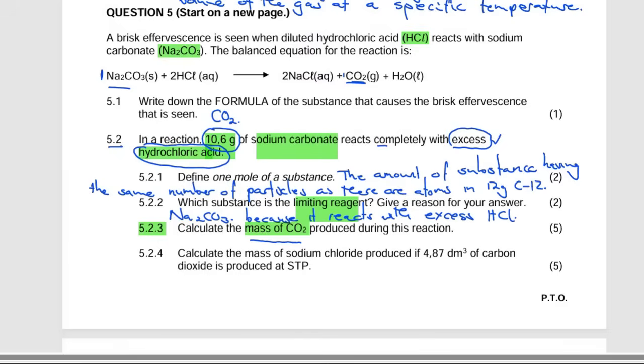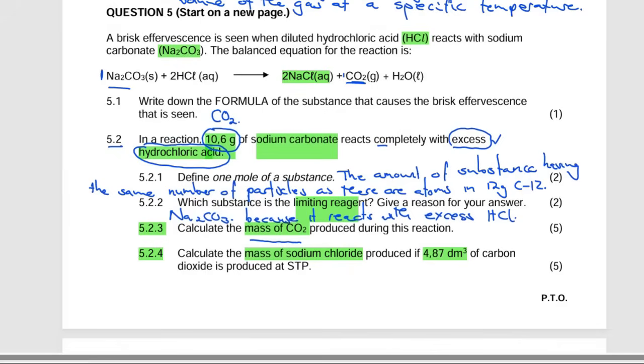So we're done with that question, which is our 2.3, if I'm not mistaken. Yes. Then proceeding to question 5.2.4, calculate the mass of what? So we're looking for the mass of sodium chloride, right? So as a product, sodium chloride, if you can look there, is a product produced if 4,87 dm cubed of carbon dioxide is produced at what?